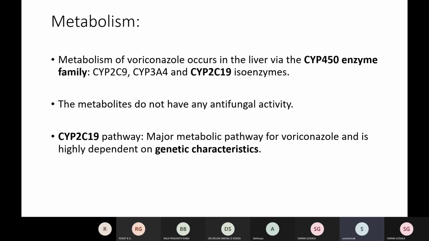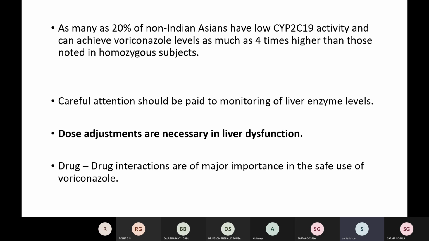The metabolites formed do not have any antifungal activity. CYP2C19 is the major metabolic pathway for voriconazole and is highly dependent on genetic characteristics. Like in isoniazid, we have poor acetylators or fast acetylators. Similar to that, as many as 20% of non-Indian Asians have low CYP2C19 activity and they can achieve voriconazole levels as much as 4 times higher than those noted in homozygous subjects who metabolize the drug fast.